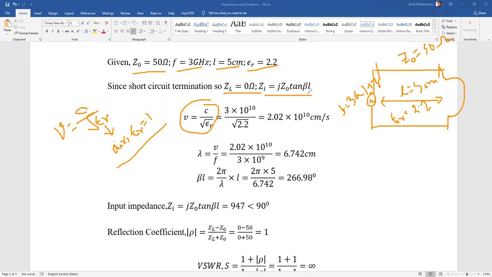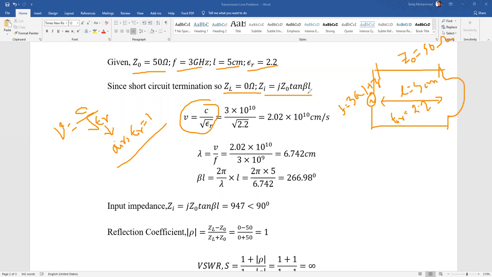So 2 pi by lambda into L. L means 5 centimeter. 2 means 2, and pi means 180 degree. So just do the calculation, then you will get it. 266.98 degree. That is the value of beta L. That means the phase change. Now you put the values of Z naught as well as the beta L into the Zin equation.